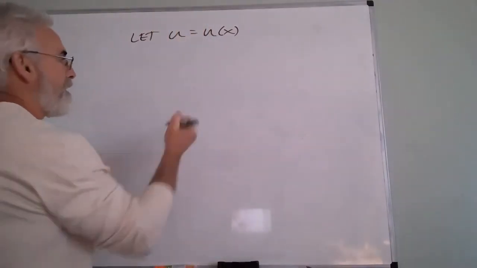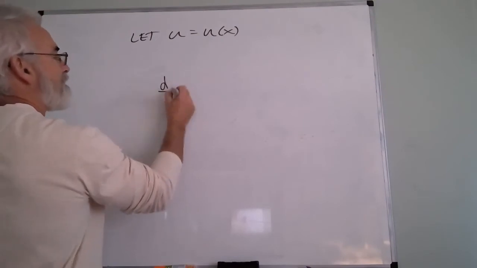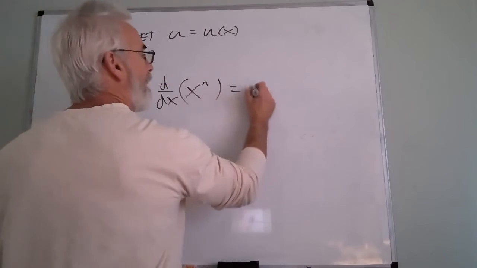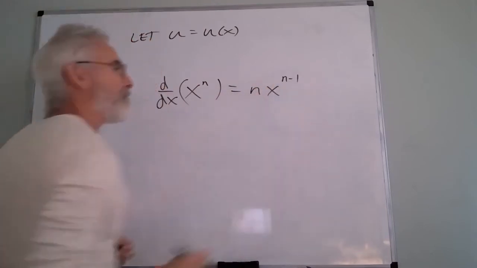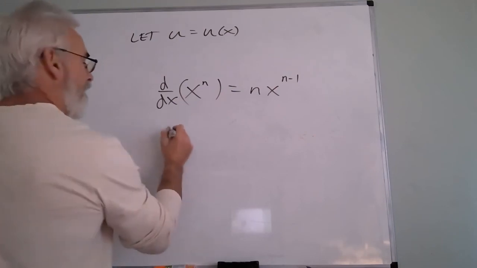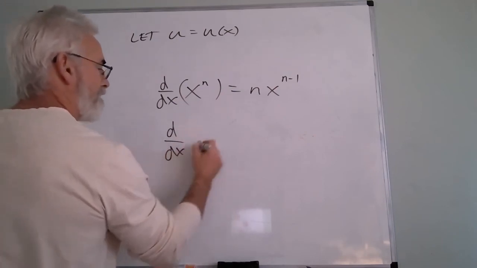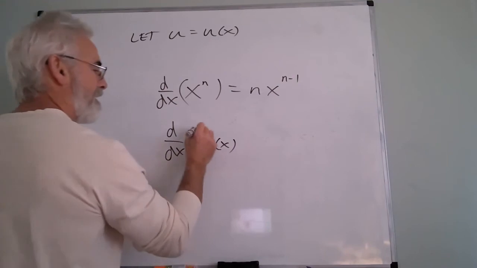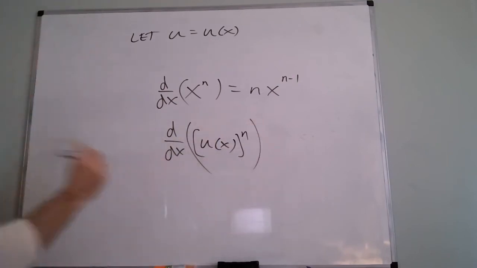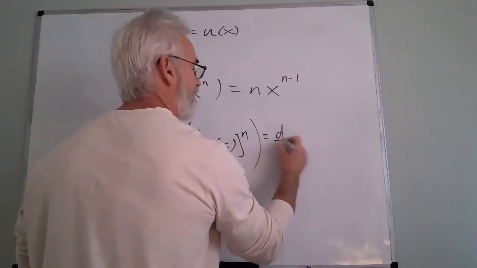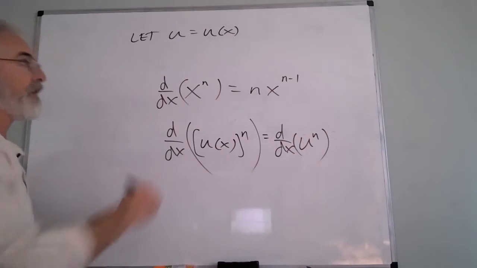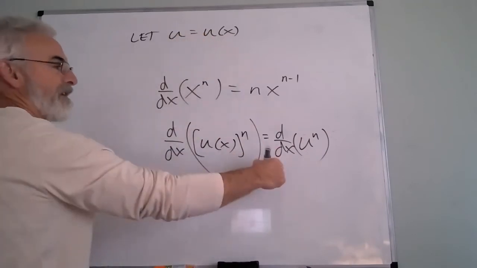So if I said, I want you to differentiate x to a power, you know that's n x to the n minus 1. We proved that in class, certainly for integers. But what if I wanted you to differentiate u of x to a power? Well, this gets kind of beefy. What we usually do is we just write it like this. To save ourselves time, we just write it like this.